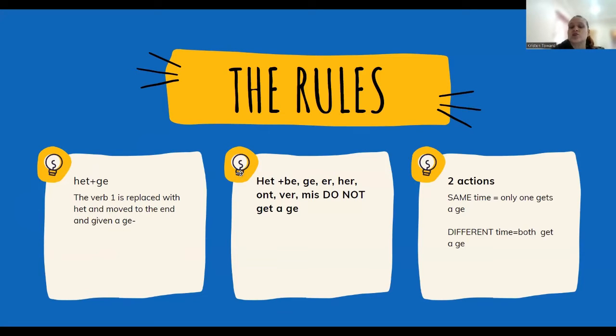Then the next rule is het plus be onvermis: don't get a ge. So if the word starts with a be onvermis, if it has that prefix, it doesn't get a ge when it's moved to the end. It just stays as it is.